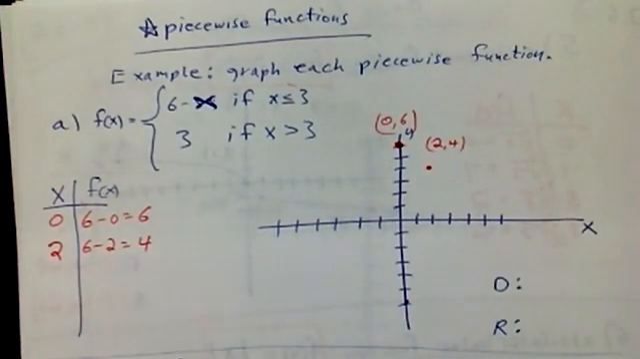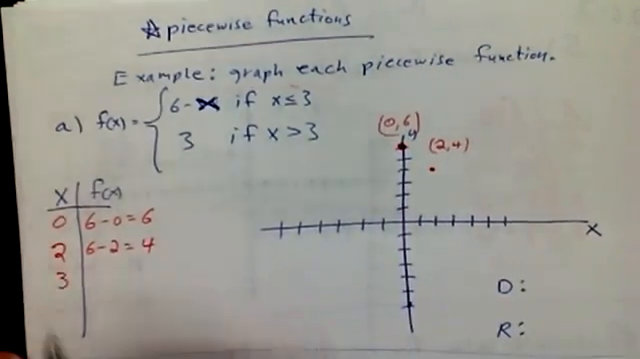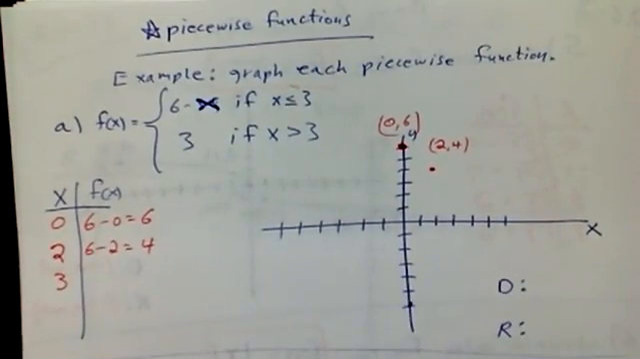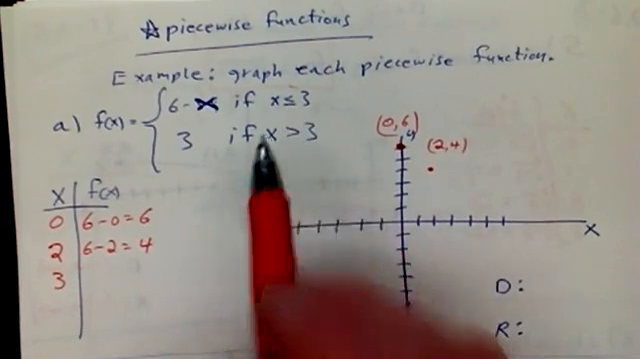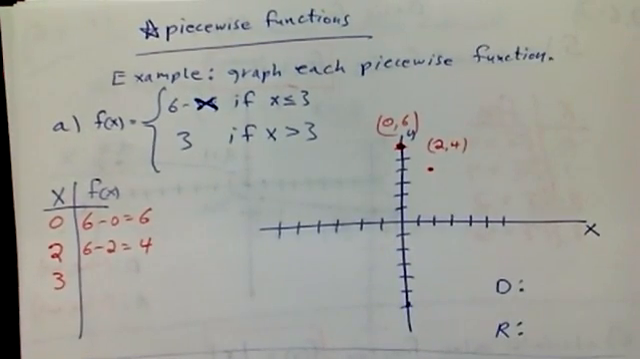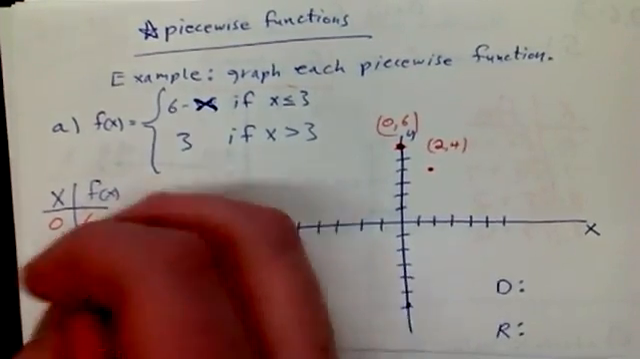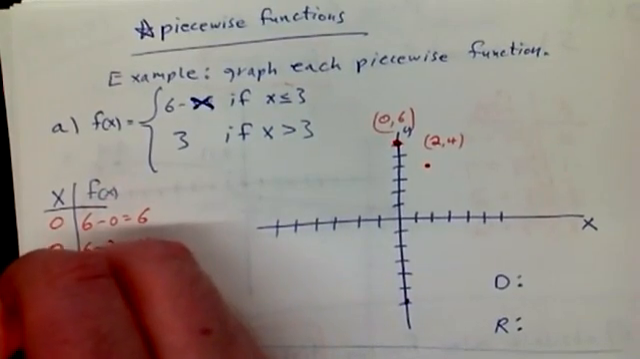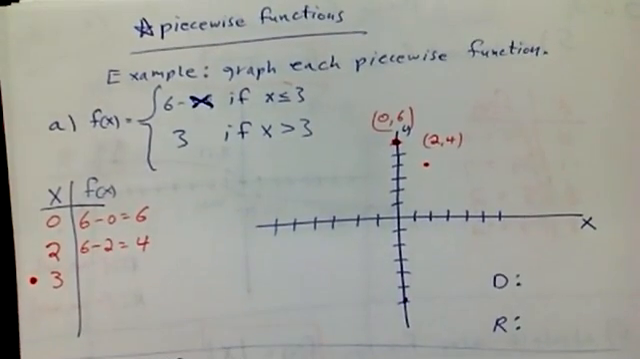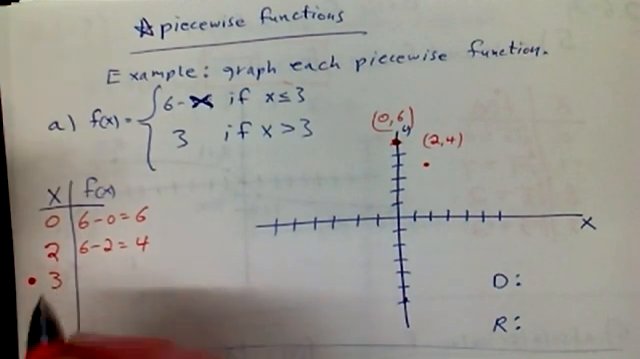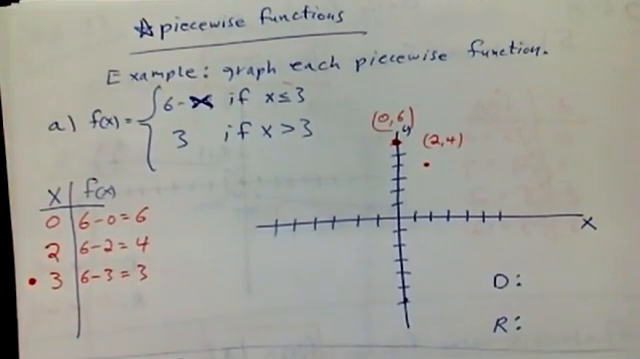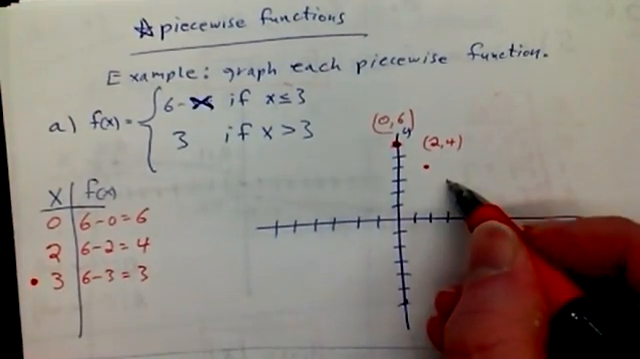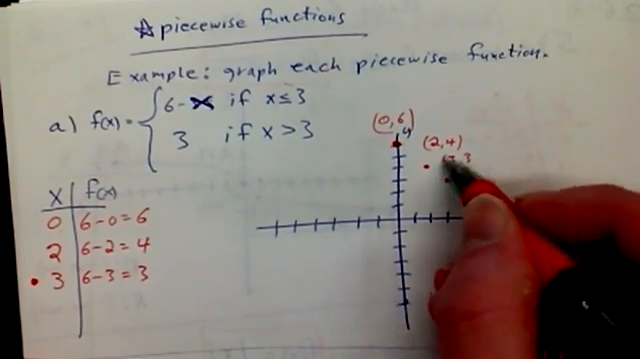I'm also noticing this thing is going down with a slope of 1. Now, here's the thing. If I use 3, ask yourself, which one should I use? Well, the one that's less than or equal to 3. What I'm going to do here with 3 is put a closed dot next to it. You may not know exactly why I'm doing that right now, but just bear with me, okay? So then we get 6 minus 3, we get 3, so we know the point (3, 3) is on here, and I'll even label it.